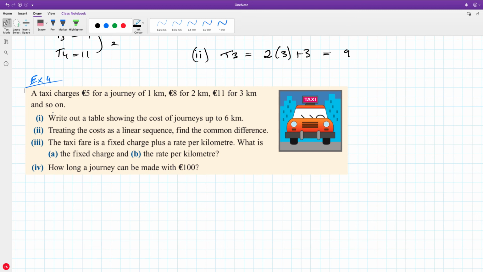So the question says to us, a taxi charges €5 for a journey of 1 kilometre, €8 for a journey of 2 kilometres, and €11 for a journey of 3 kilometres, and so on. Write out a table showing the cost of journeys up to 6 kilometres. Alright, so we can do the first bit anyway. What's going up, Grace? Not going up once, it's going up for cost. It's going up by 3. Exactly, we earned it.